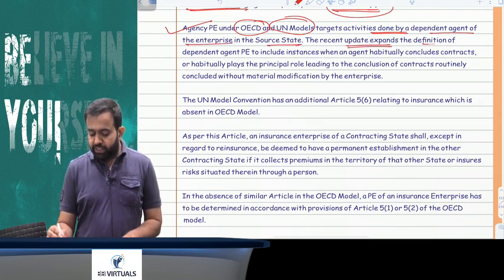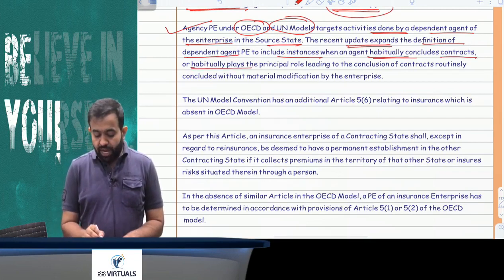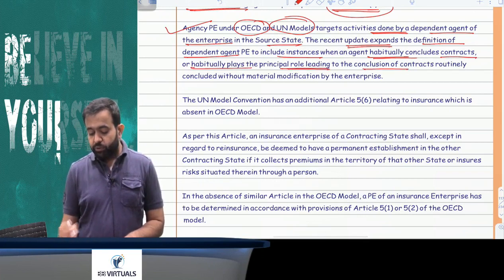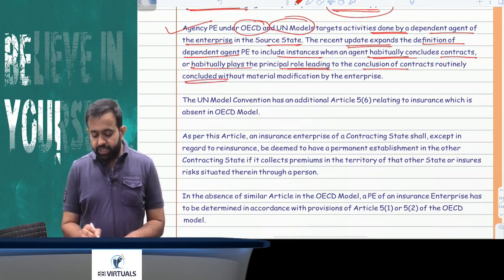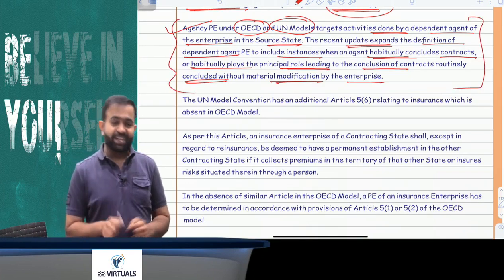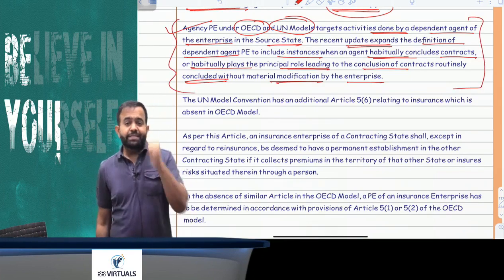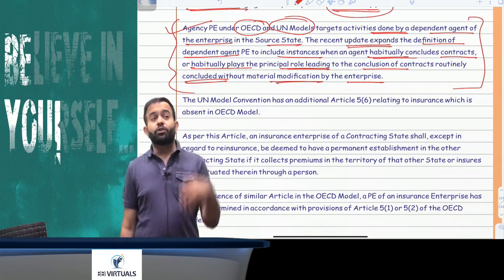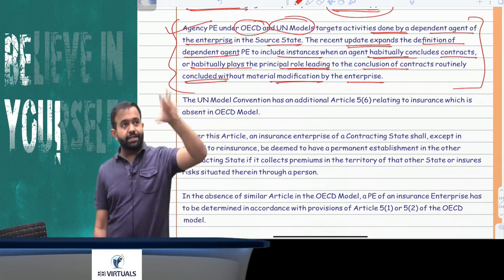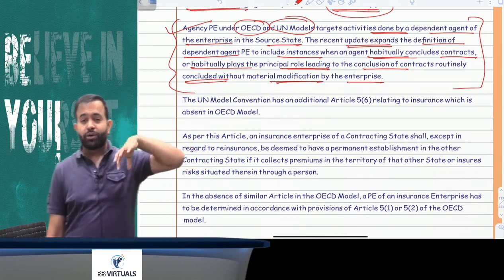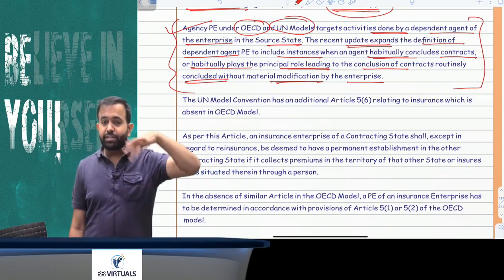The recent update expanded the definition of dependent agent PE to include instances where the agent habitually concludes contracts or habitually plays the principal role leading to the conclusion of contracts routinely concluded without material modification by the enterprise. So this is just like a business connection, which we have discussed. Suppose a non-resident has an agent in India and that agent habitually concludes contracts, then it will be treated as a business connection.